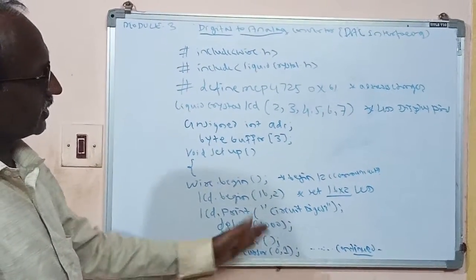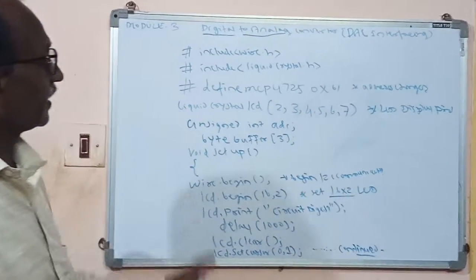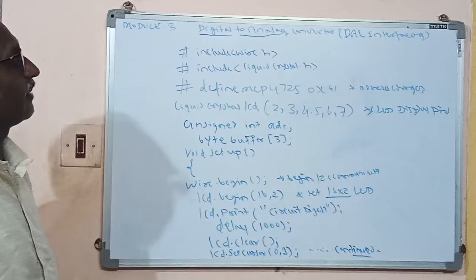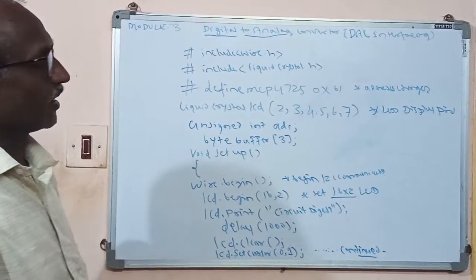It is continuous. I already sent this code to your mail address, so you can download it and just read it one time, then you automatically know about this digital to analog converter.